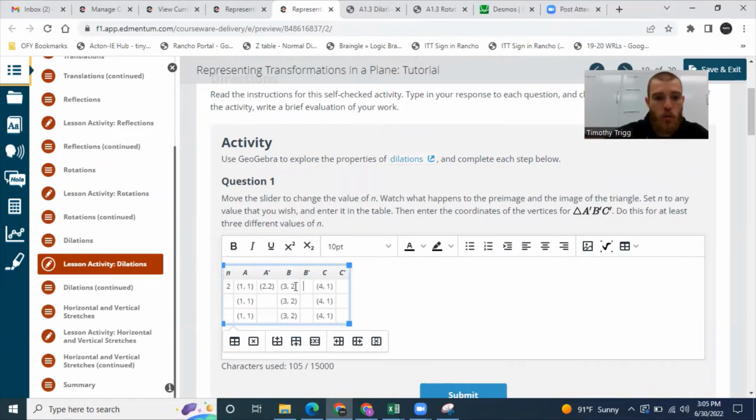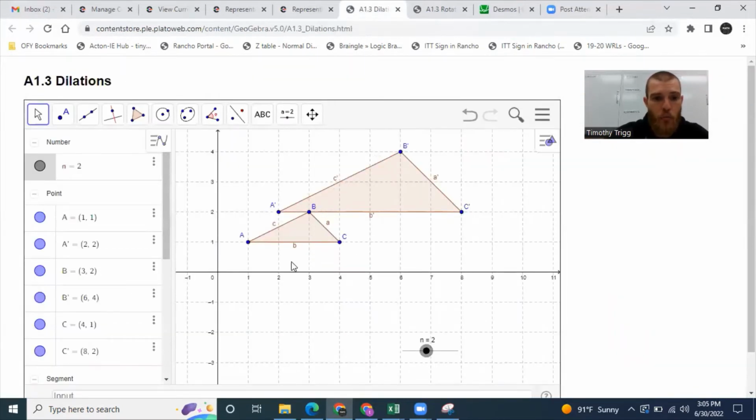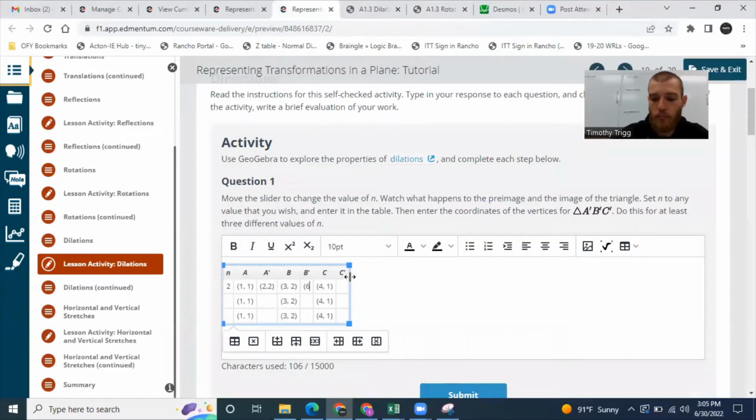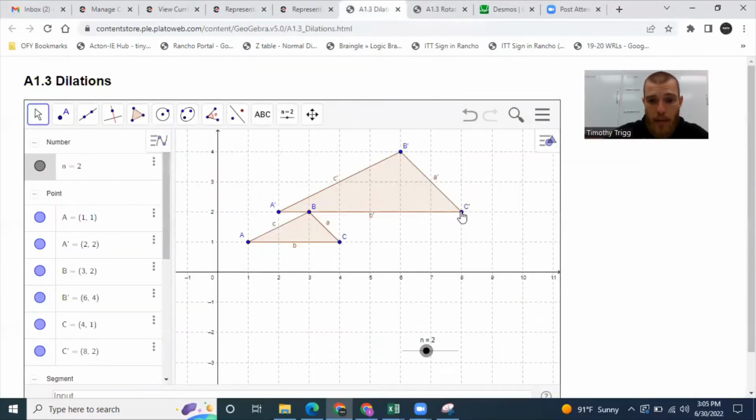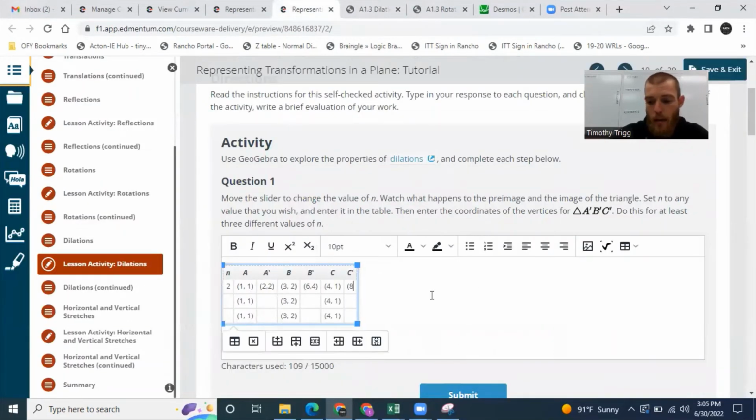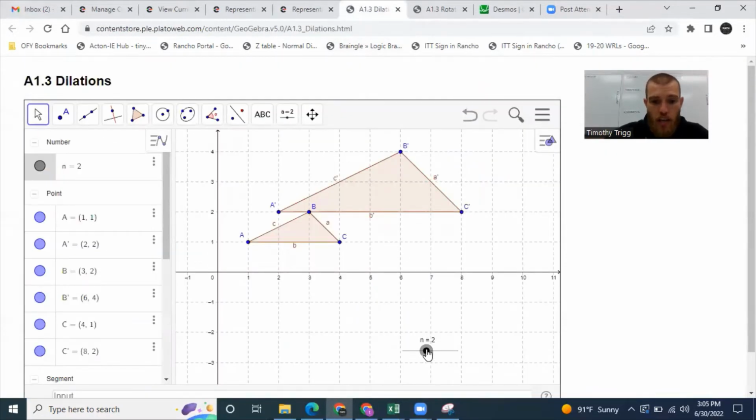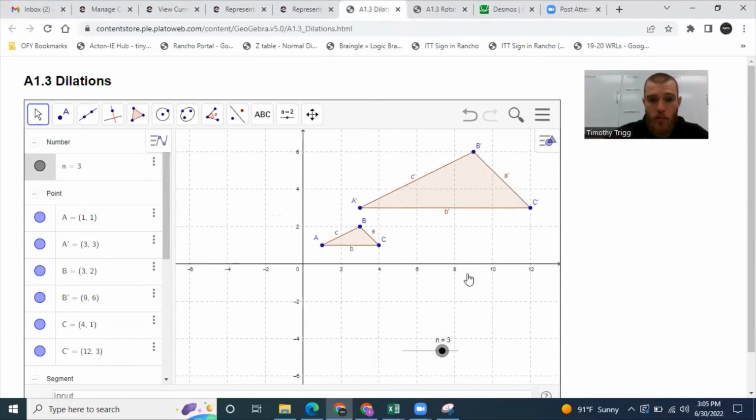Now what about (3, 2)? Our point B was at (3, 2), but now it's at (6, 4). So B prime is at (6, 4), and C prime is at (8, 2), just like that. So that's how you fill in this chart. Now what I want you to do is change the value of n, maybe change it to 3, and then maybe one more, change it to 4. So we're going to change n to 3. You may have to zoom out.